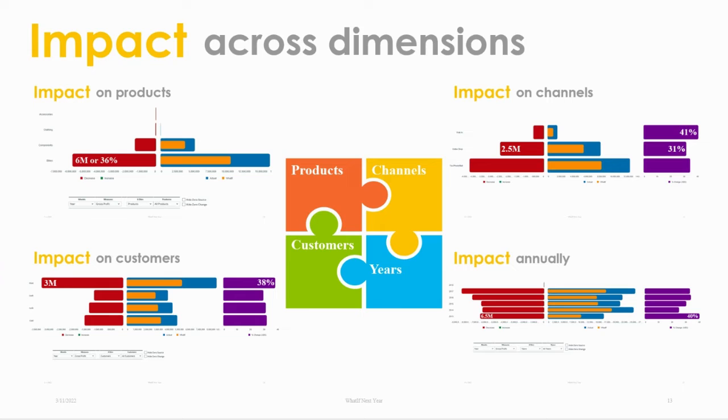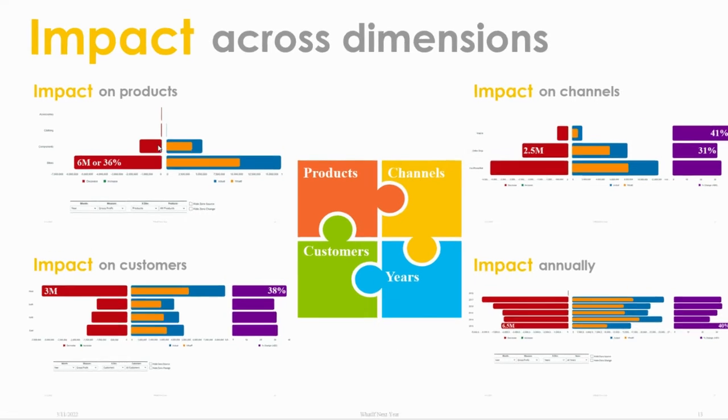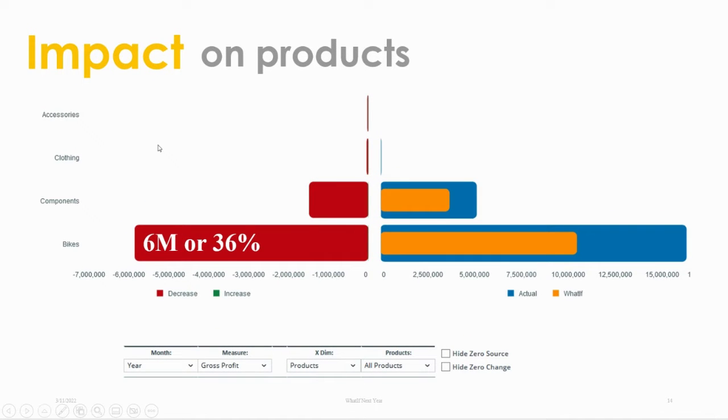In addition to the core what-if dimensions, the orders 2 cube also has products, channels, customers, and years dimensions. We call these cross dimensions and are able to drill into each of them to assess the impact. For the product dimension, at around 6 million, bikes make up the majority of lost profit. This is a 36% drop in profit, and it's slightly higher than the global average of 34%.